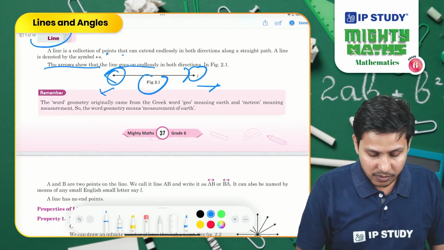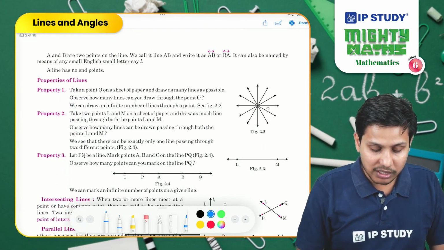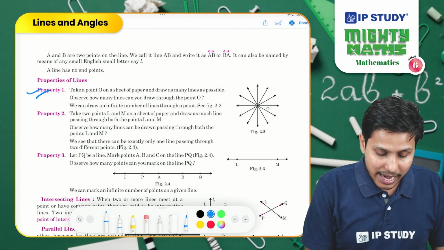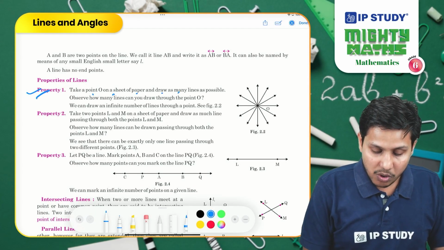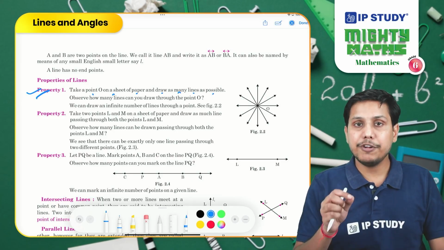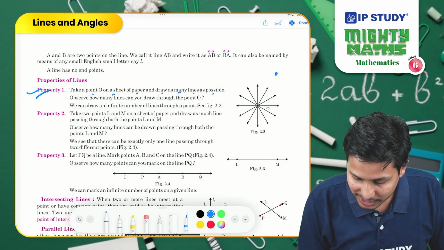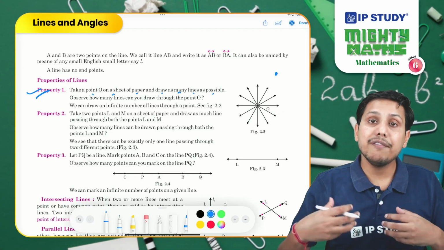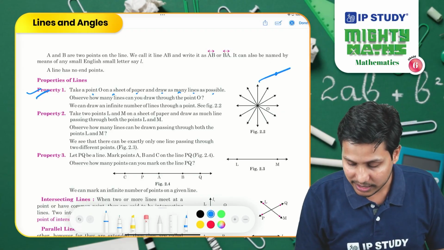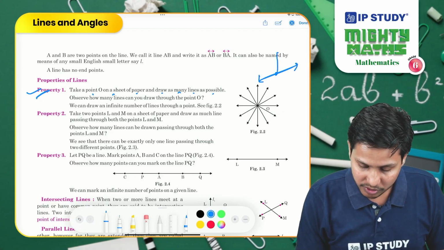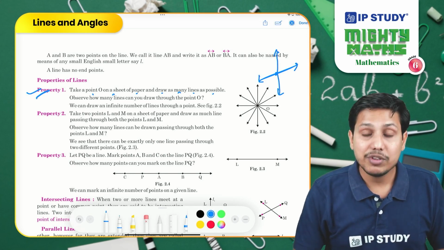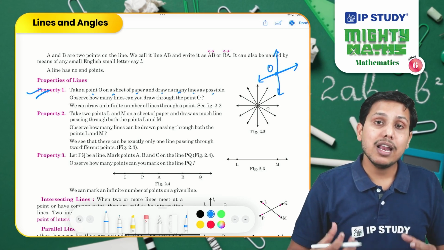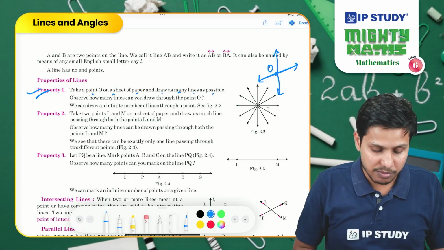Now let's see what are the different properties of lines. So property number 1 says, take a point O on a sheet of paper and draw as many lines as possible. It means if we have a single point like this, we can pass many or infinite lines through this point. Like this can be one of the lines that is passing through this point, or this can be a line which is passing through this point. So we have many lines that can pass through a single point.